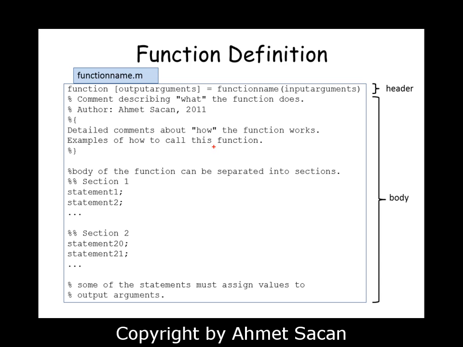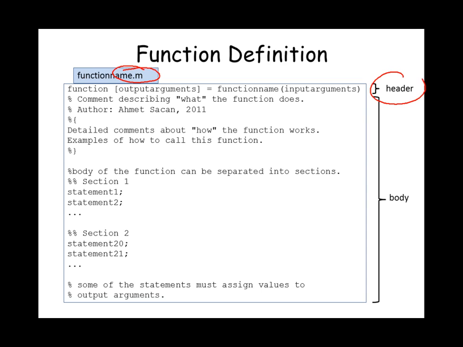In MATLAB, each function is written in a separate file. These files should have the extension .m. The first line of the file should contain the function header, where you specify which input arguments the function takes and which output arguments it returns.